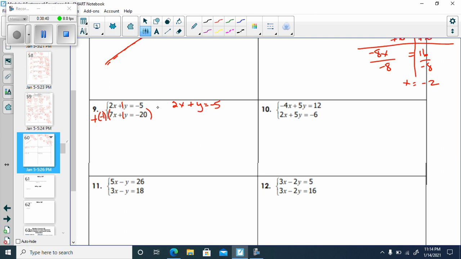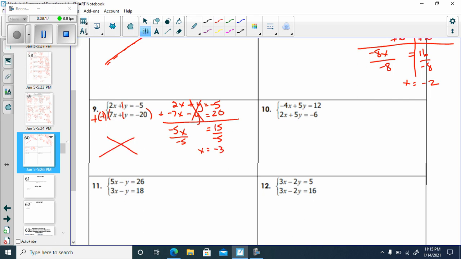And I've got negative 1 times 7x is negative 7x. As you see, we're adding these. Negative 1 times that would give me negative 1y or negative y. Negative 1 times negative 20 is positive 20. 2x plus negative 7x is negative 5x. Y plus negative y is 0. Negative 5 plus 20 gives me 15. Let's divide both sides by negative 5. And x is negative 3.